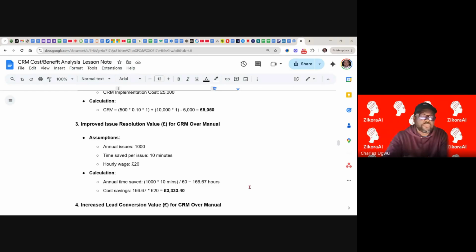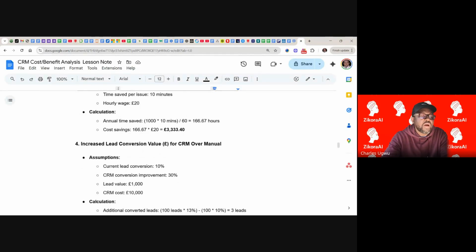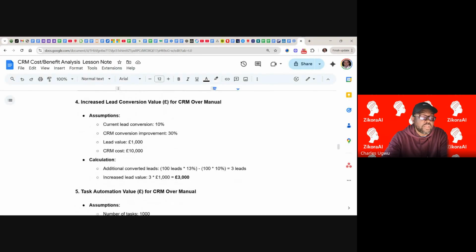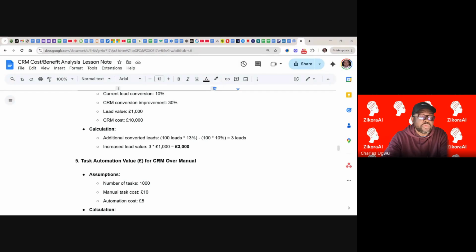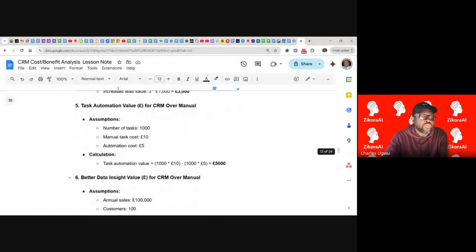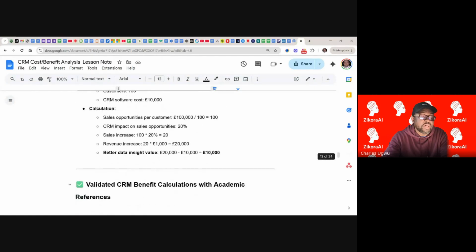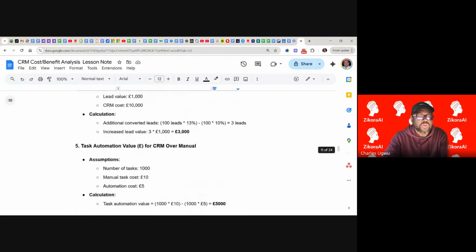So that is the formula. Then we have increased lead conversion over manual, we have text automation value over manual, and we have better data insight value over manual. That is what we have. We have up to 6 calculations captured here.